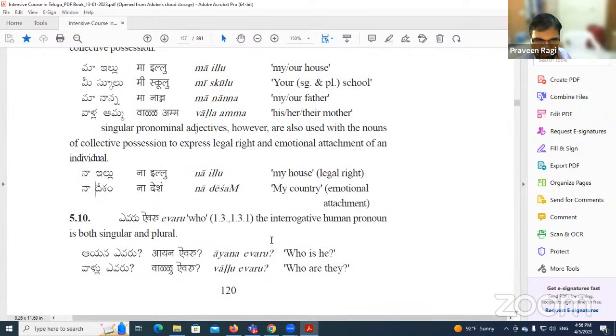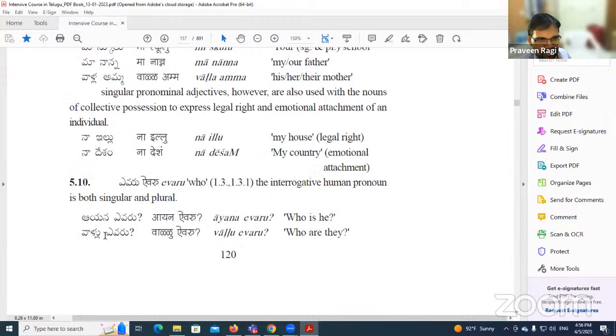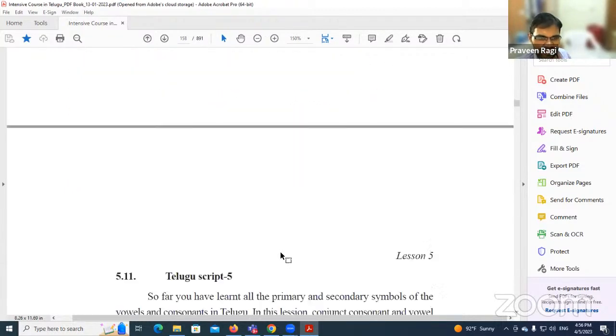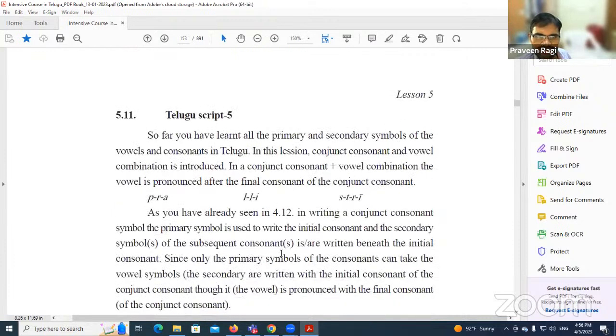Next, we have "Evaru," the interrogative human pronoun, which is both singular and plural. "Ayana Evaru," that means who is he? "Valu Evaru," that means who are they? It is more clear. Let's go to the next one.